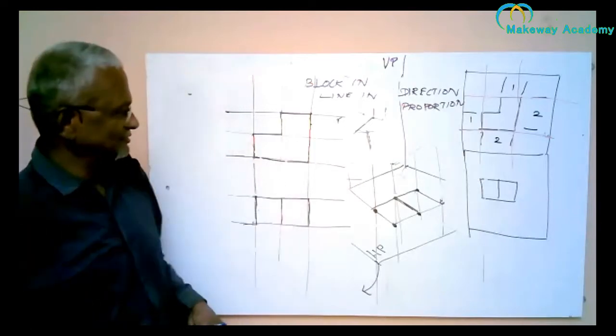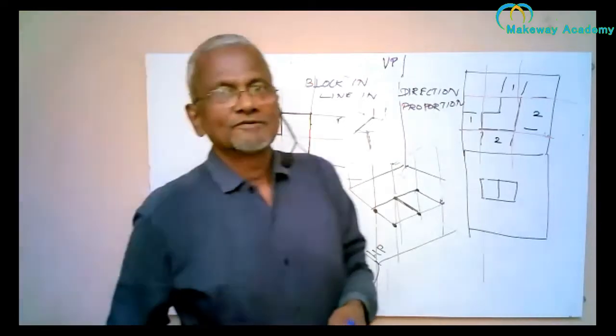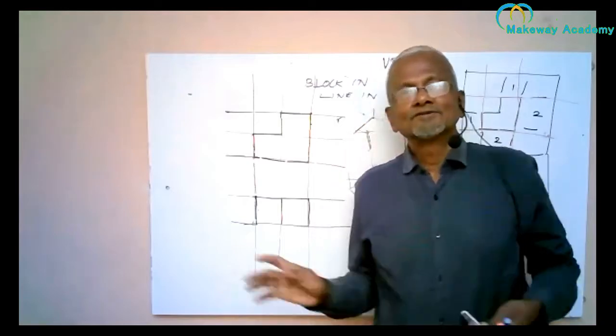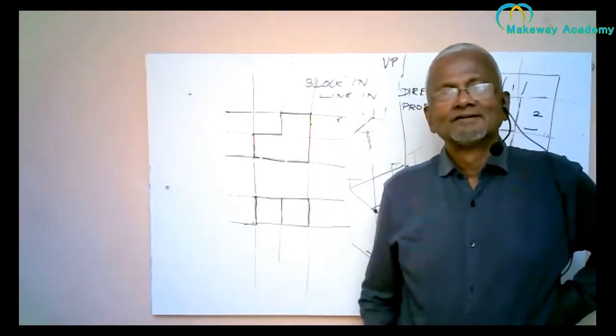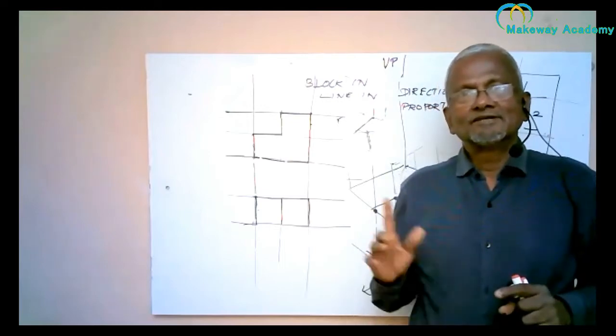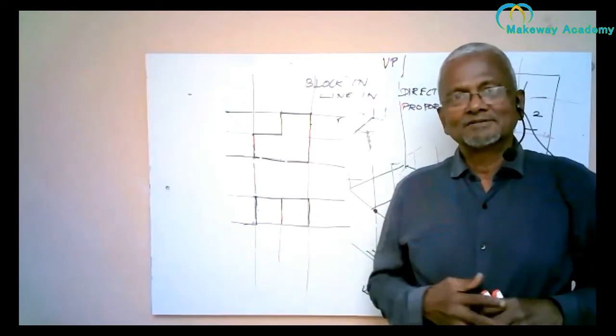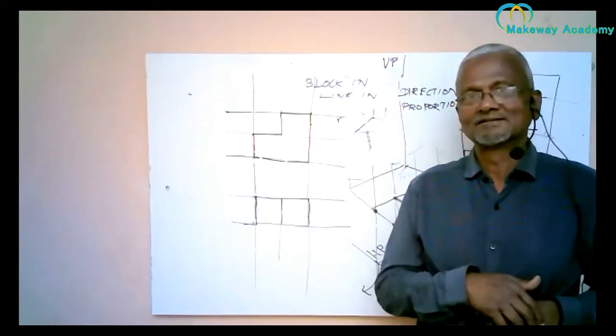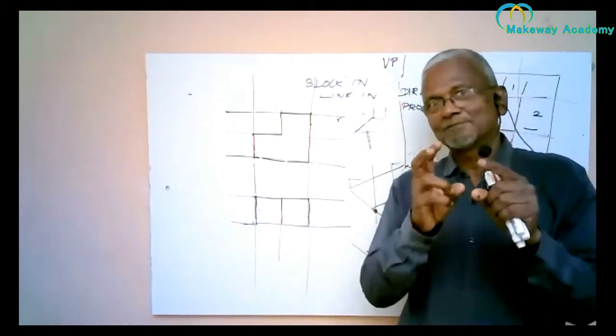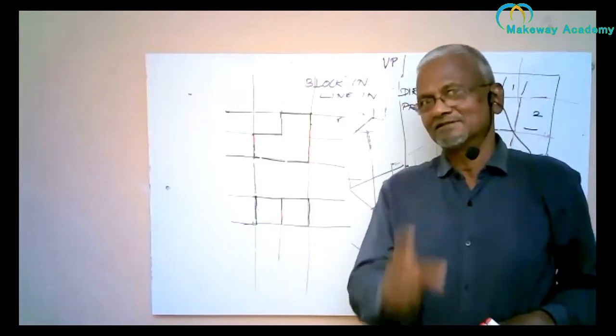So these are the two views. Front view and top view. But the drawing is not complete now. Why? The shape has been described, but the size is not. The size has not been described yet. So to describe the size, we'll have to give the dimensions.